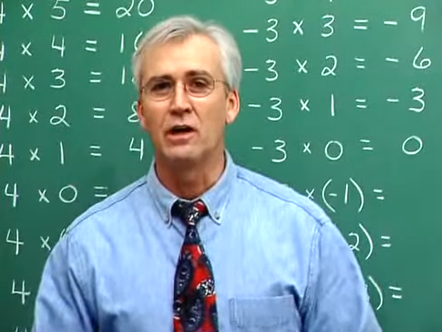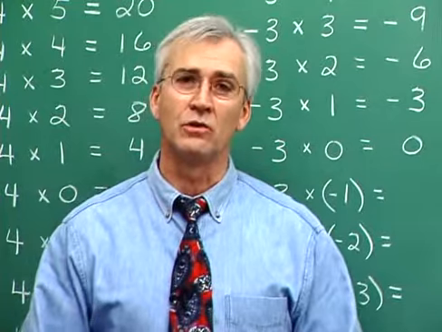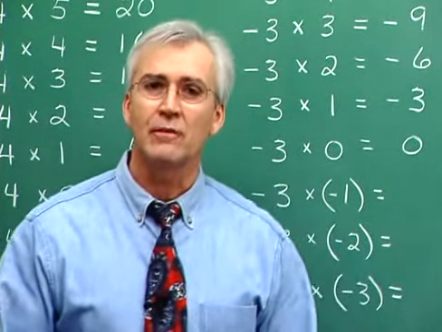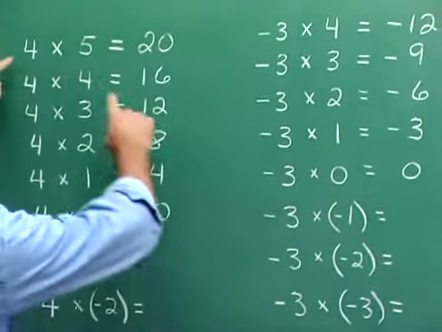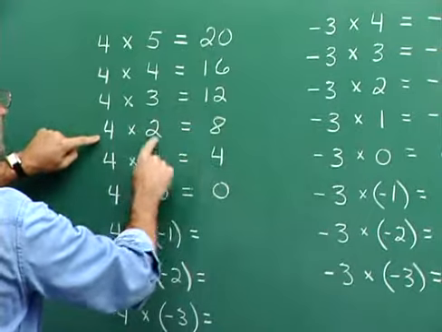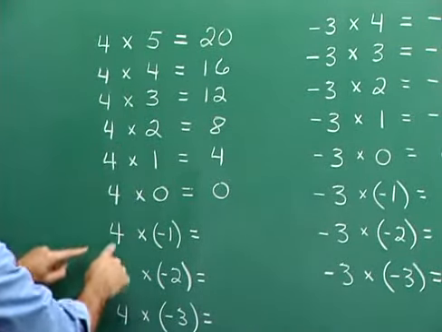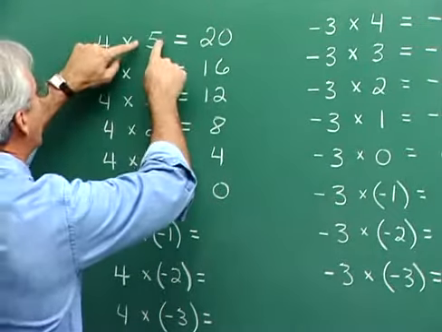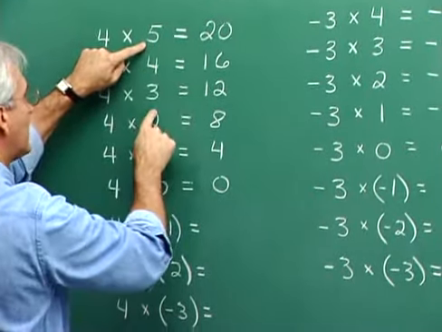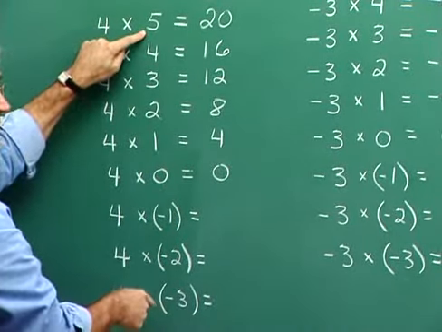You'll be delighted to know that the rules for multiplying integers are much simpler than the rules for adding and subtracting integers. Let's look at a pattern to establish the rules. Notice that here I have 4 times 5 is 20, 4 times 4 is 16, 4 times 3 is 12, 4 times 2 is 8. What I want you to notice is that the 4 is staying the same for all of these, and I'm reducing this second factor by 1 each time. So 5, 4, 3, 2, 1, 0, and on into the negative values.